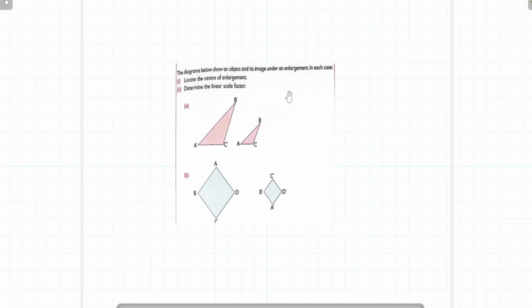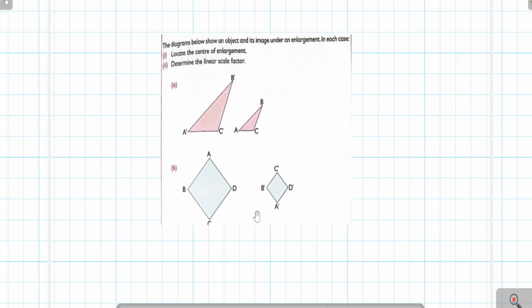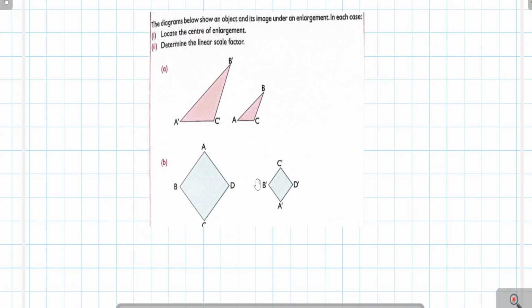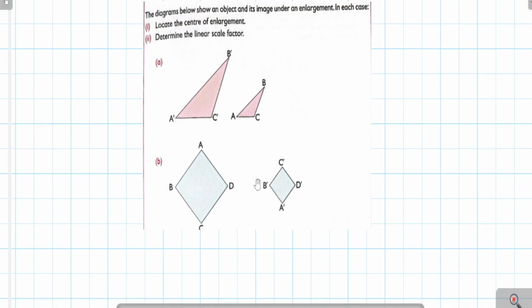And today we're going to look at this type of question about enlargement. So let's start the session. The diagrams below show an object and its image under an enlargement. In each case, locate the center of enlargement. Roman 2, determine the linear scale factor. So each question, wacha tuifanye na hikma.